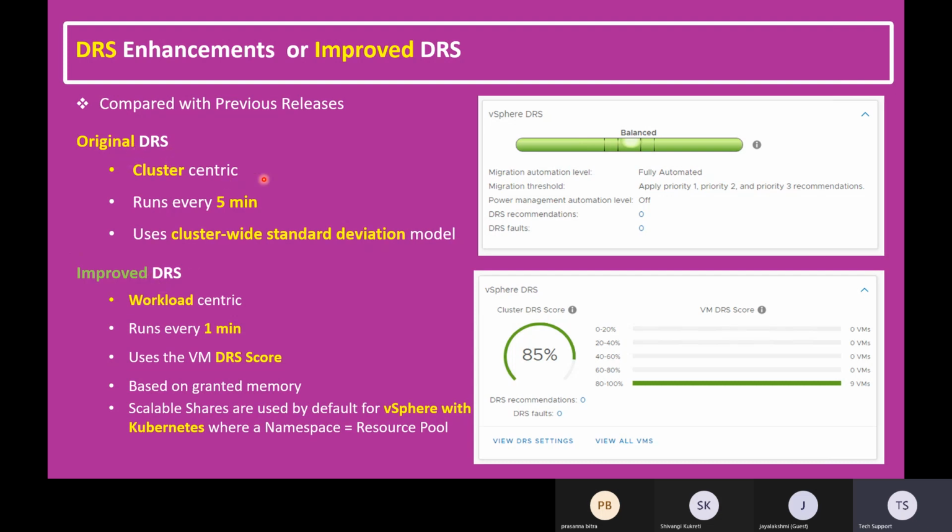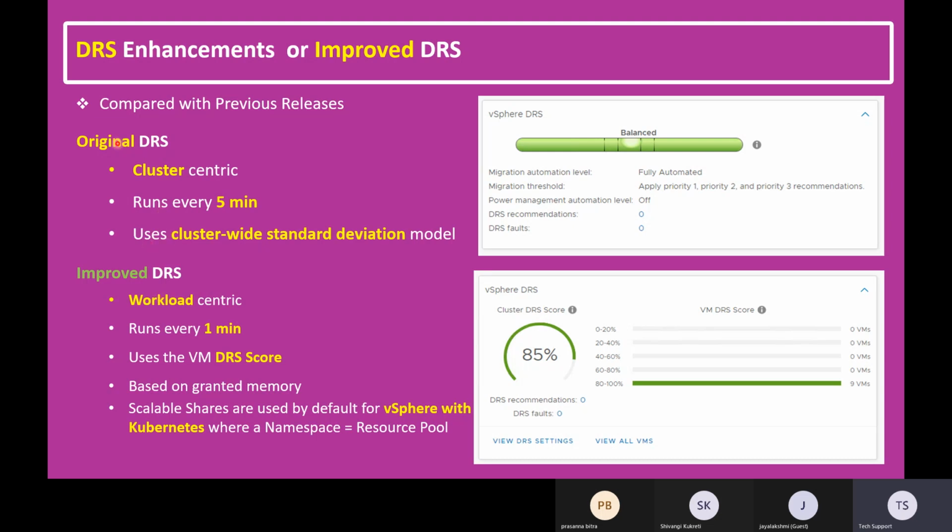Earlier, DRS was mainly cluster centric, and DRS would run fully automatically in the backend every 5 minutes. This 5 minutes is now reduced to 1 minute. Previously it was a cluster-specific, host-level load balancing. But in the latest version of vSphere, DRS is not cluster centric, it's a workload centric feature. Workload means our production virtual machines. So at the virtual machine level itself, whenever any virtual machine requires additional resources, we need not bother. DRS will migrate it automatically to another ESXi host wherever the resources are available.